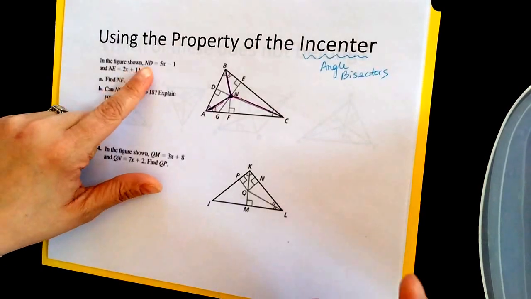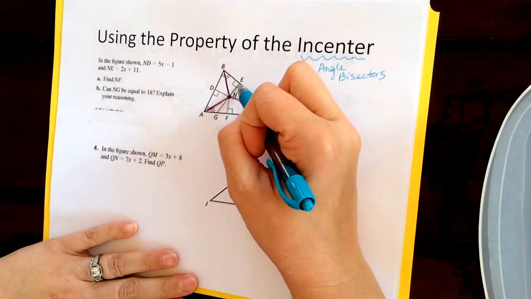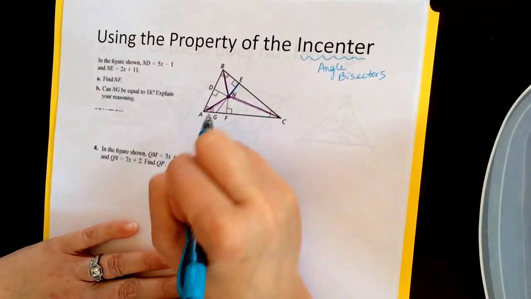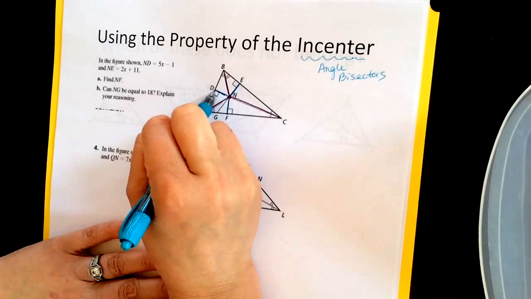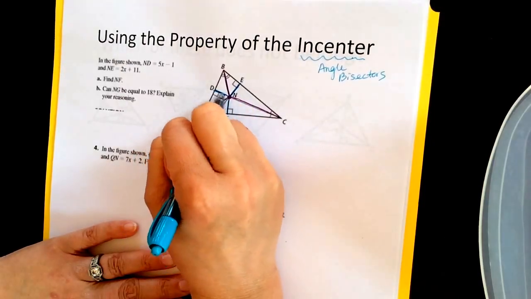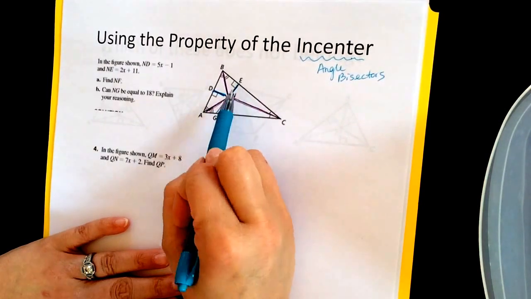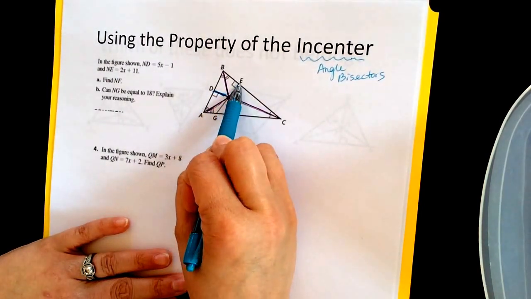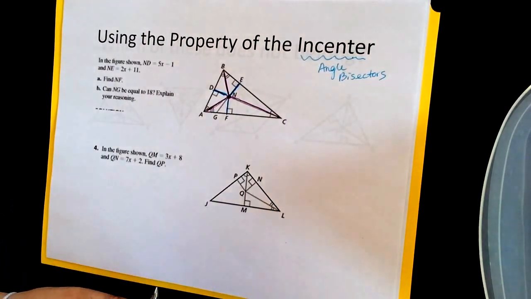Now, they're asking us about N to D and N to E. Those are not angle bisectors. Those also are not perpendicular bisectors. These are showing me the property that the incenter is equidistant to the sides. And if I'm going to measure the distance from this point to the side, I have to walk straight at it perpendicularly to get the actual distance, the most accurate distance.